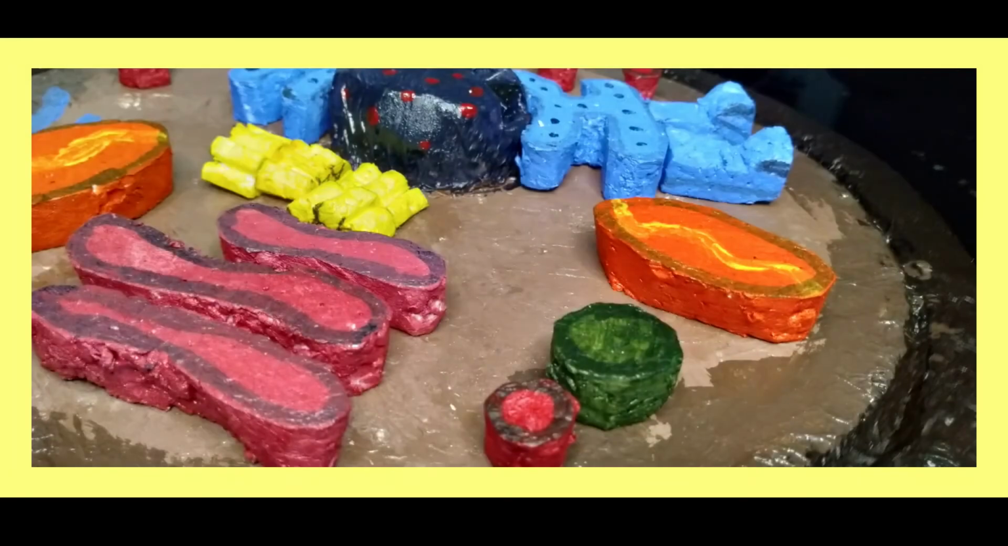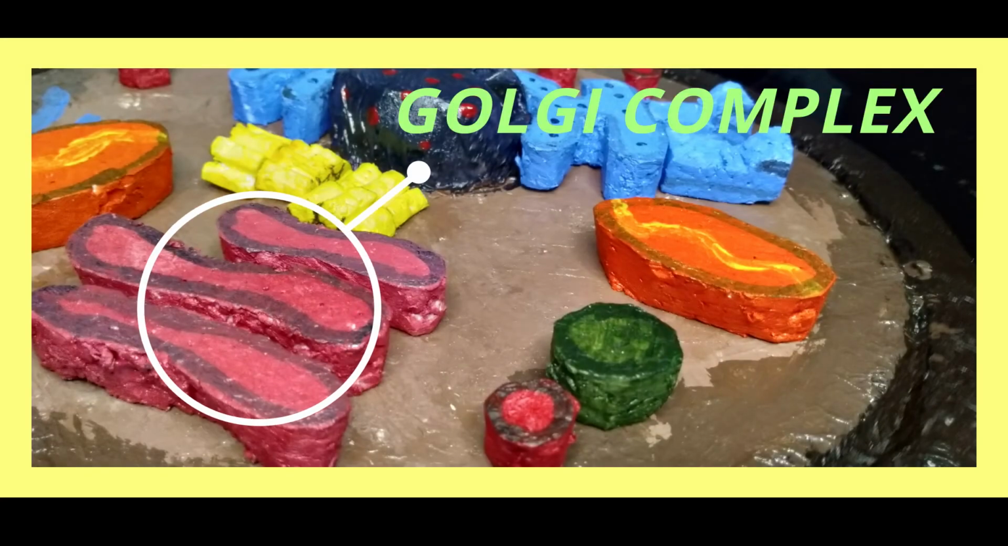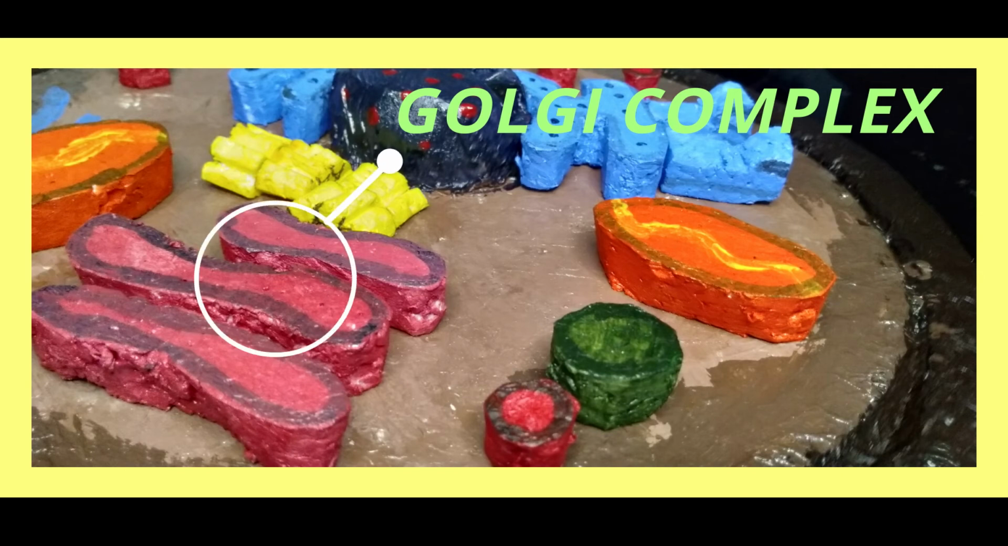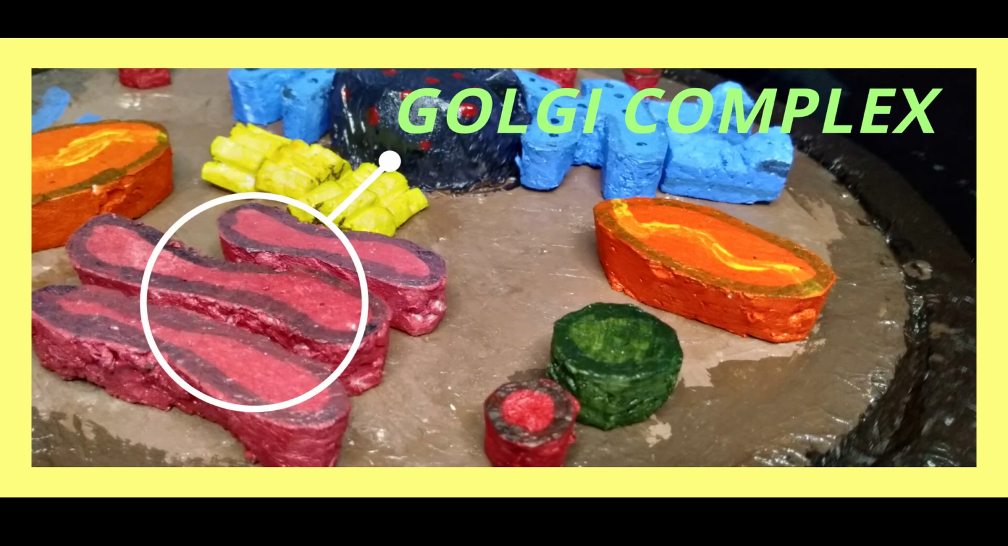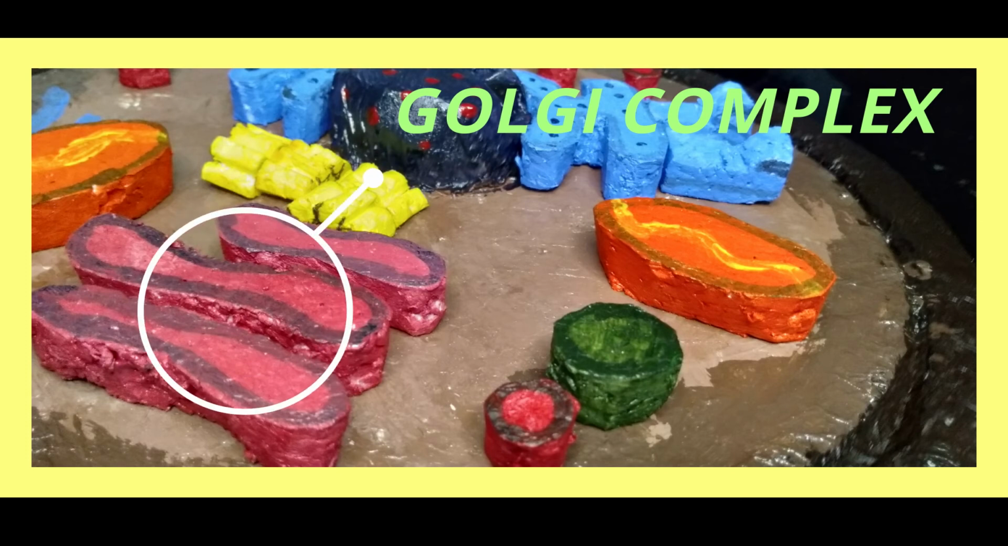And the last one, the Golgi complex, a stack of small flat sacs formed by membranes inside the cell cytoplasm. The Golgi complex prepares proteins and lipid molecules for use in other places inside and outside the cell. The Golgi complex is a cell organelle, also called Golgi apparatus and Golgi body.